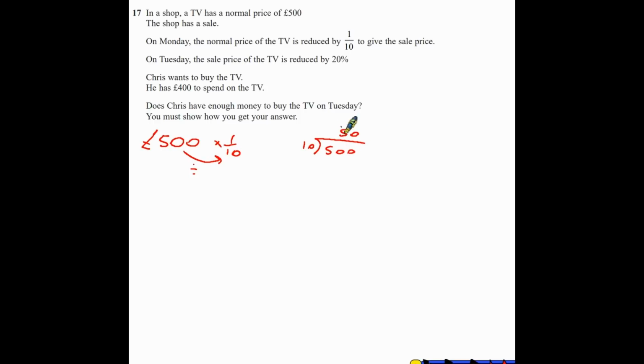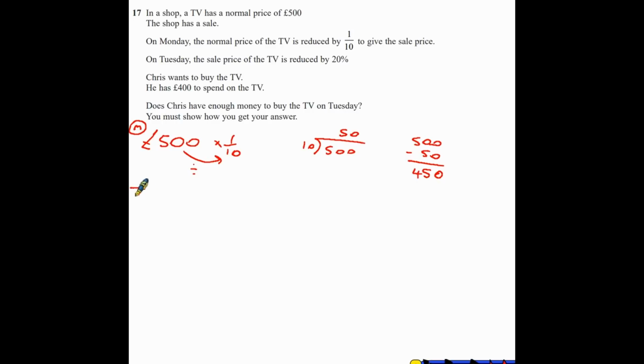That, don't forget, is the reduction. To find the sale price, we have to take the 500 and take away the 50, which gives us a sale price of £450. That has all happened on the Monday.